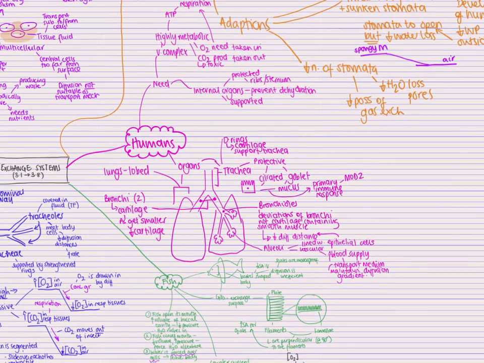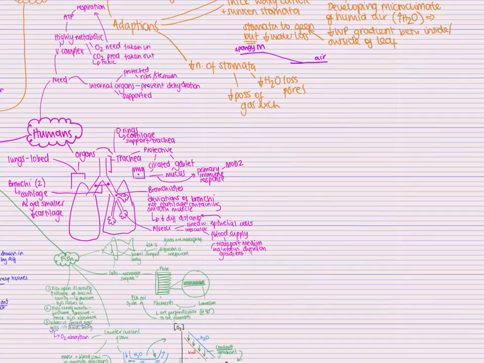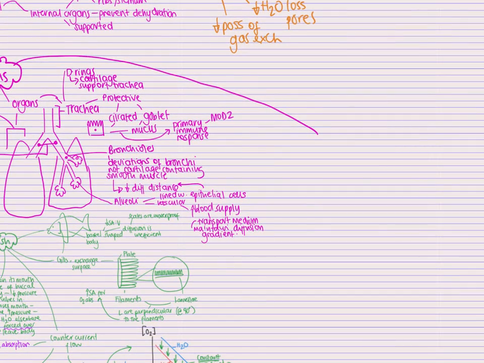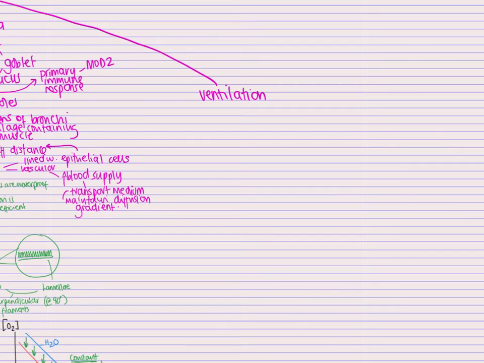Okay, so now we know a bit about the structure of the respiratory system. Let's have a look at how we actually breathe. Okay, and breathing, we know, I'm going to just put over here, is not called breathing now that we're A-level students, we're calling it ventilation. And the whole idea about ventilation is that we are trying to get oxygen in and carbon dioxide out.